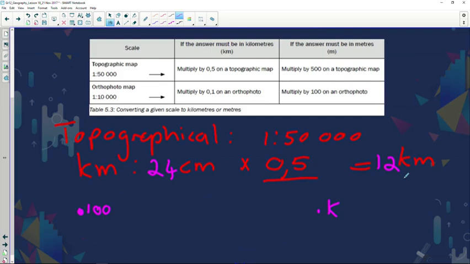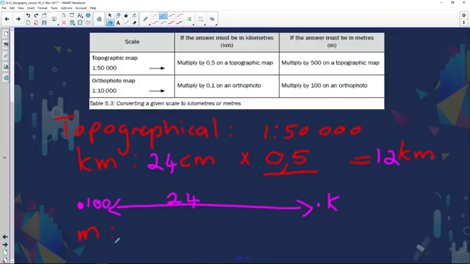So you measure the distance between the spot height and the church, and we got 24 centimeters, times it with 0,5, and you got your answer in 12 kilometers. Now if the question asks to calculate the distance in meters, you measure the centimeters and your formula is 500 and you will get your answer in meters.